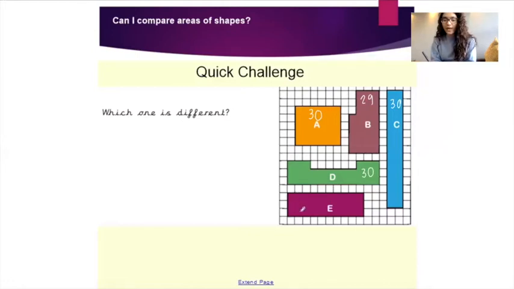1, 2, 3, up to 30. So the area of E is 30 squares. So which one is different there? B, because B is the only shape with an area of 29 squares. The other shapes have an area of 30.